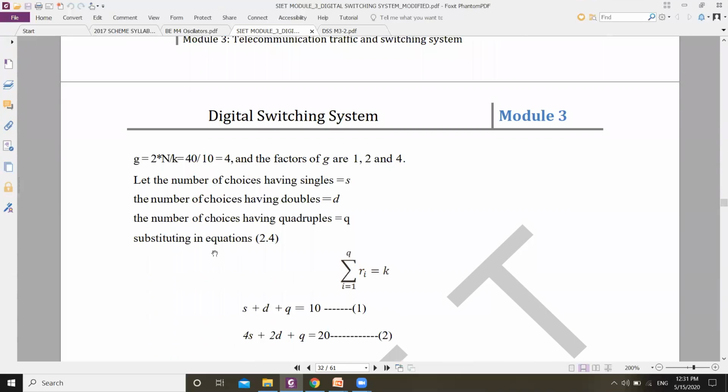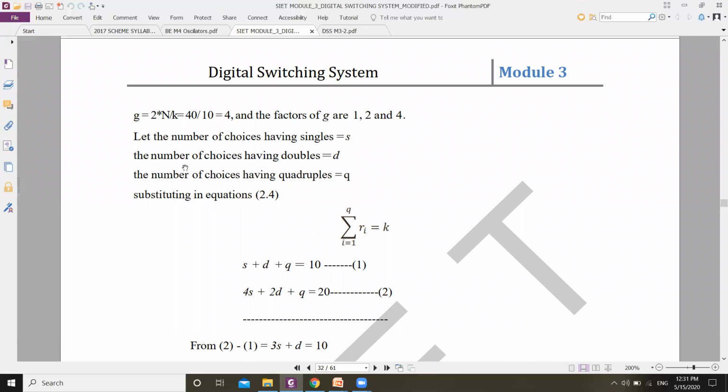Now, let the number of choices having singles be S, the number of choices having doubles be D, and the number of choices having quadruples be Q. Substituting these in equation 2.4, that is summation from i equal to 1 to Q, Ri is equal to K, we get S plus D plus Q is equal to 10, and 4 times S, 2 times D and 1 times Q is equal to 20. Let us call this equation 2. And how I have written 4 times S, 2 times D and 1 times Q is by making use of these factors, 1, 2 and 4.